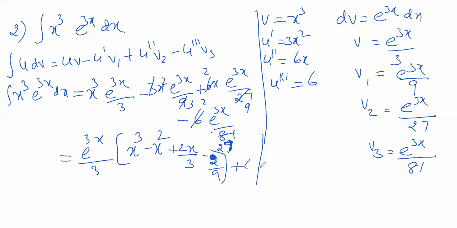So after simplification, x cube minus x square plus 2x by 3 minus 2 by 9 plus c is the answer for the problem 2. Yes, we got the correct answer, I think, correct? Yes. Now coming to the third problem.